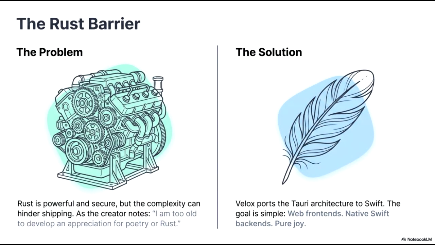When we examine the current landscape of application development, we often encounter what we call the Rust barrier. While Rust is undeniably powerful and offers exceptional security, its inherent complexity can frequently become a bottleneck that hinders our ability to ship products efficiently. This sentiment is echoed by the creator's own observation: "I am too old to develop an appreciation for poetry," or Rust. This represents the core problem, a high barrier to entry that can stall momentum for even the most capable teams. To address this challenge, we introduce Velox.